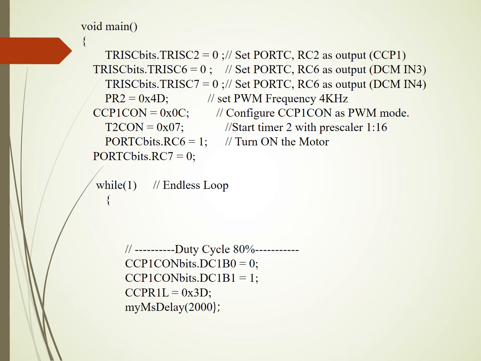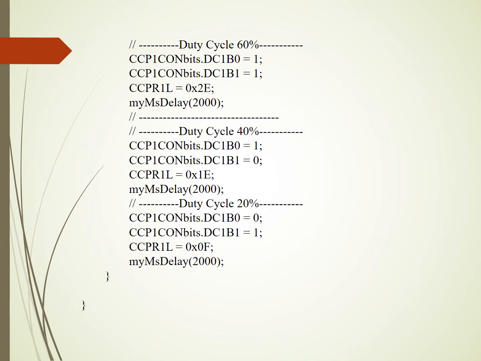There are 2 pins needed, DCM input 3 and DCM input 4. Actually there are 4 inputs, but we are using 3 and 4. The upper one we give positive and the lower one we give 0, that's why it is 1 and 0. And you are going to write different duty cycles. First, for the 80% duty cycle, my CCPR1L will come as 3D. Whatever value I converted into hexadecimal is 3D, and according to the table this value has been selected, and some delay has been given for that purpose.